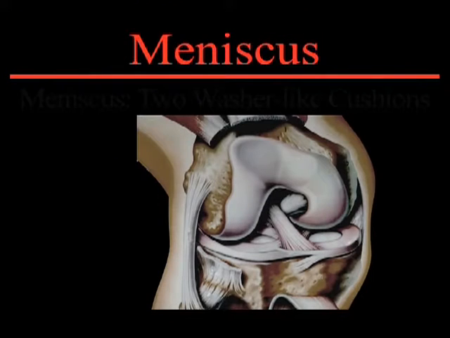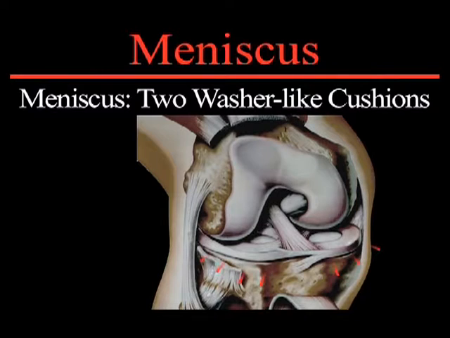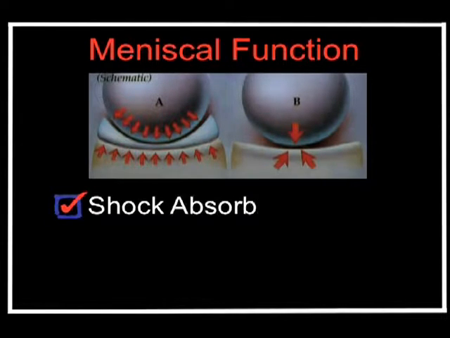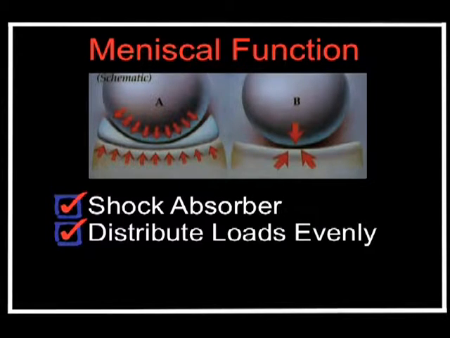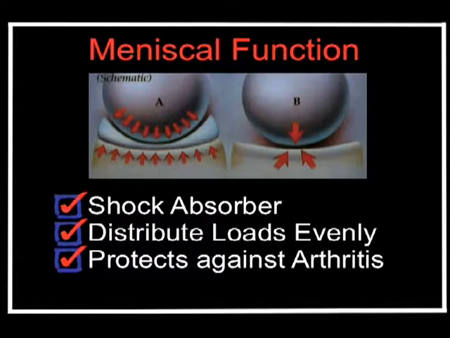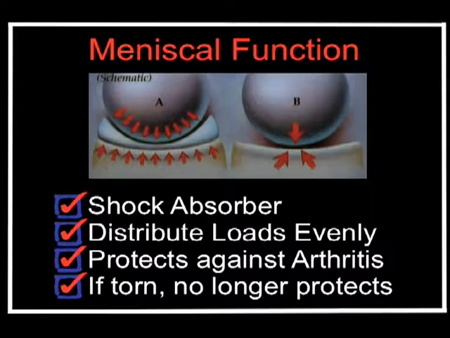The meniscus are two washer-like cushions found on either side of the knee. The meniscus functions as a shock absorber, both cushioning the knee joint from abrupt loads, as well as spreading out the forces of ambulation over a larger joint area. By reducing joint load in these two ways, the meniscus helps to protect the knee from arthritic change. Unfortunately, once torn, the injured portion of the meniscus loses its protective function.